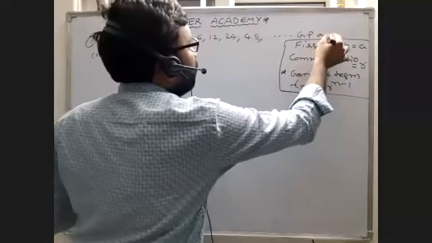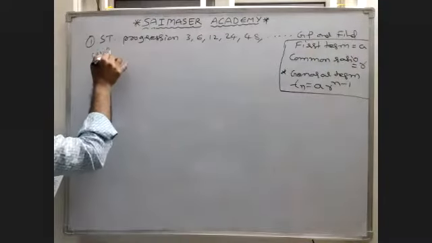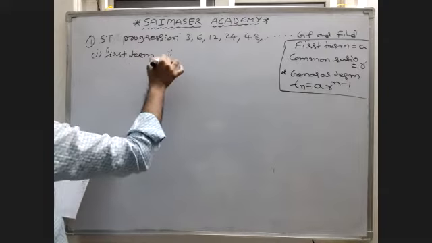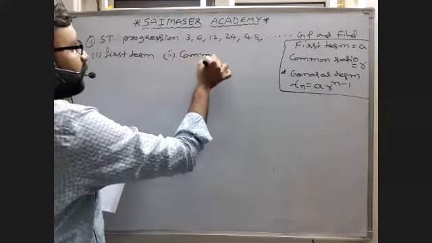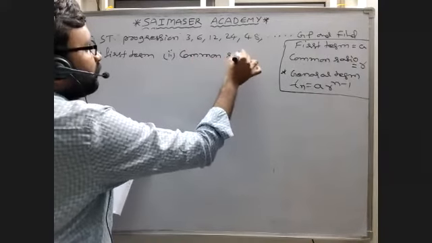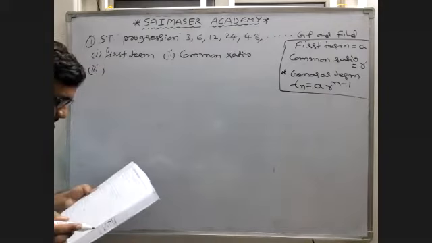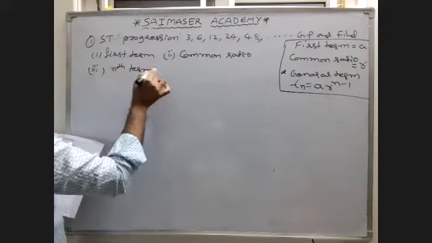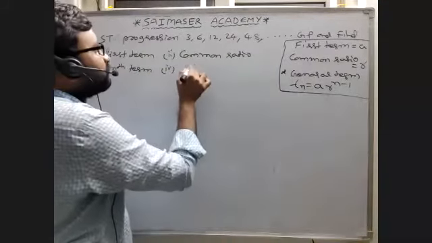And also we have to find the first term. Second, what we have to find? Common ratio. And what is the third bit asking? Nth term. And what is the fourth bit asking? 10th term.